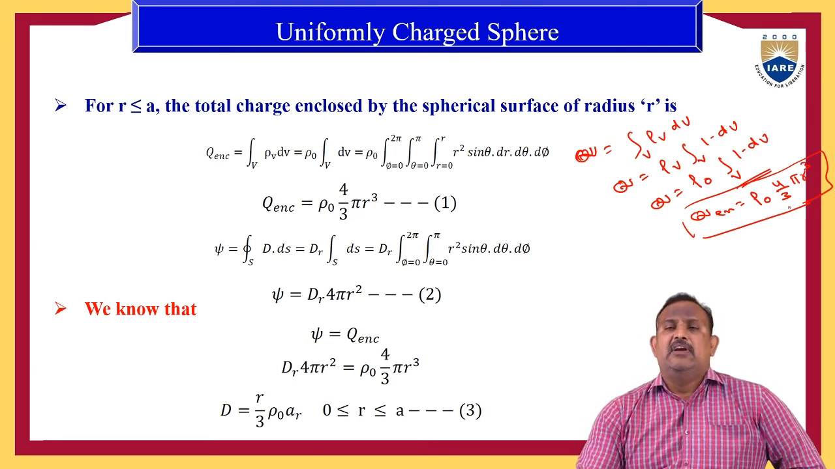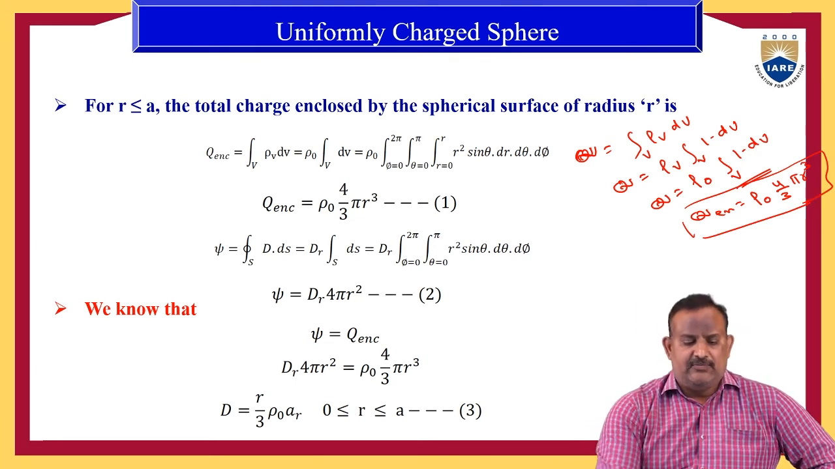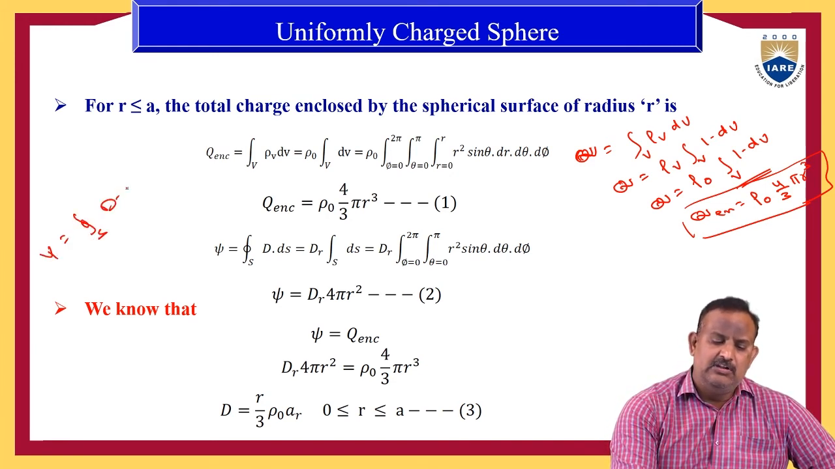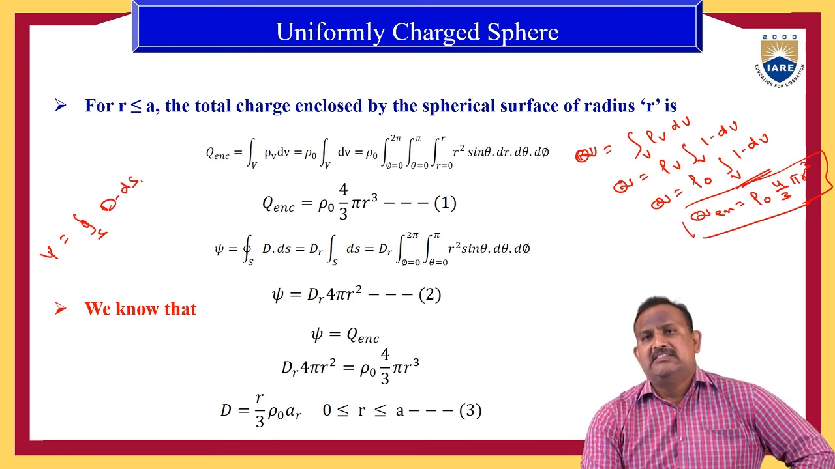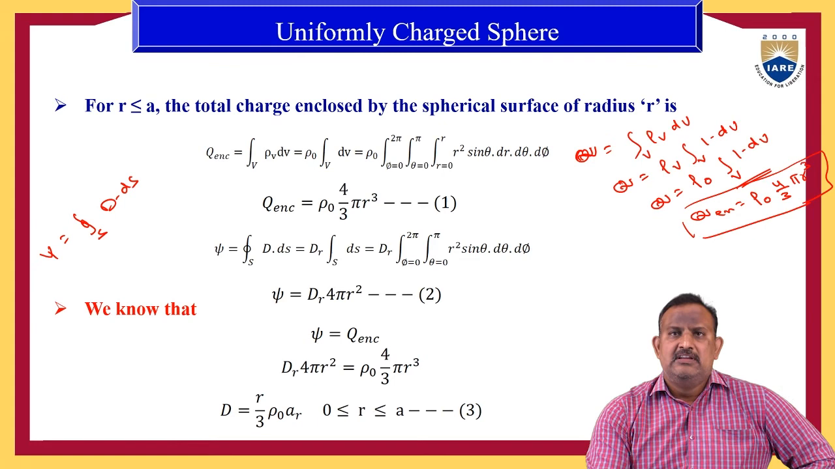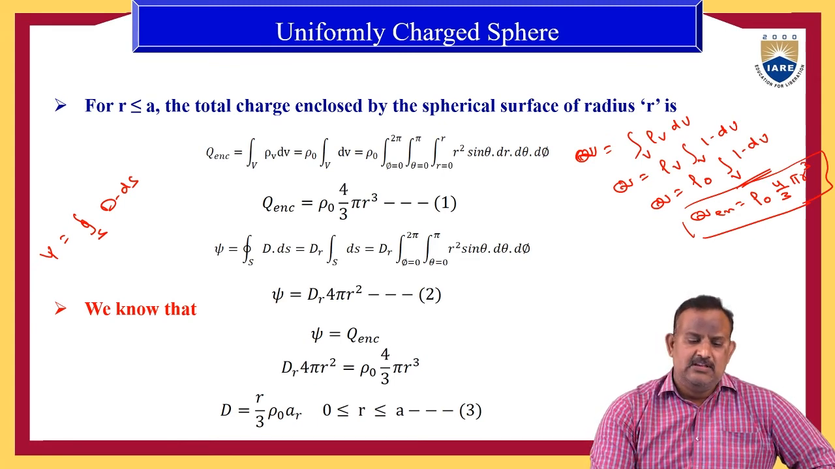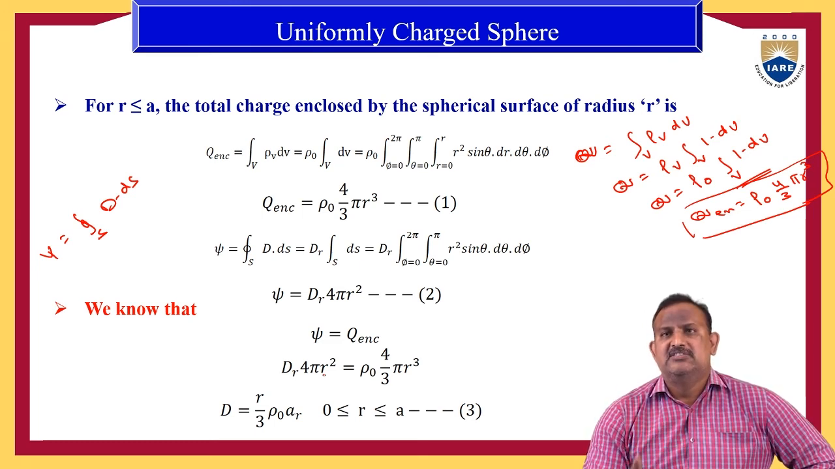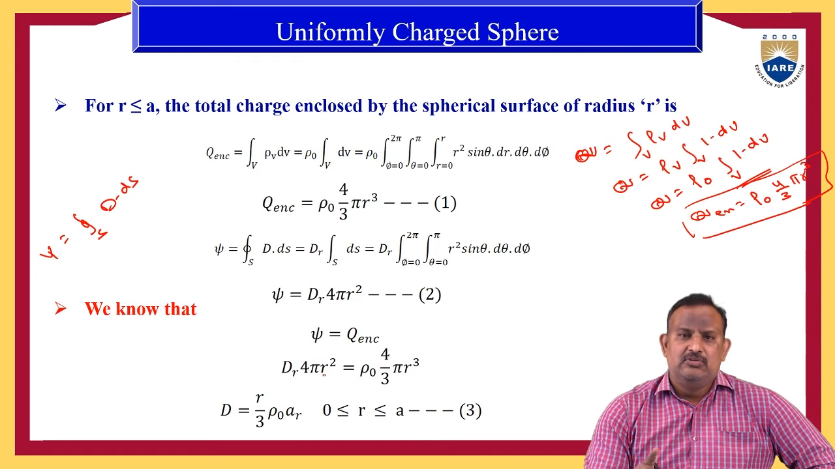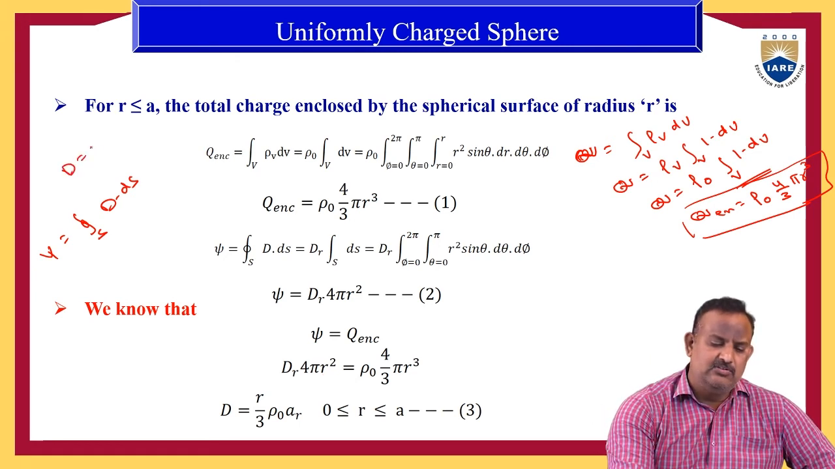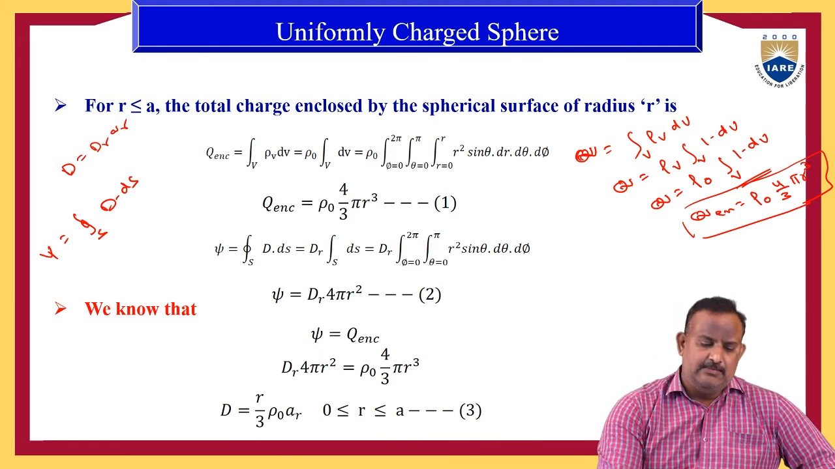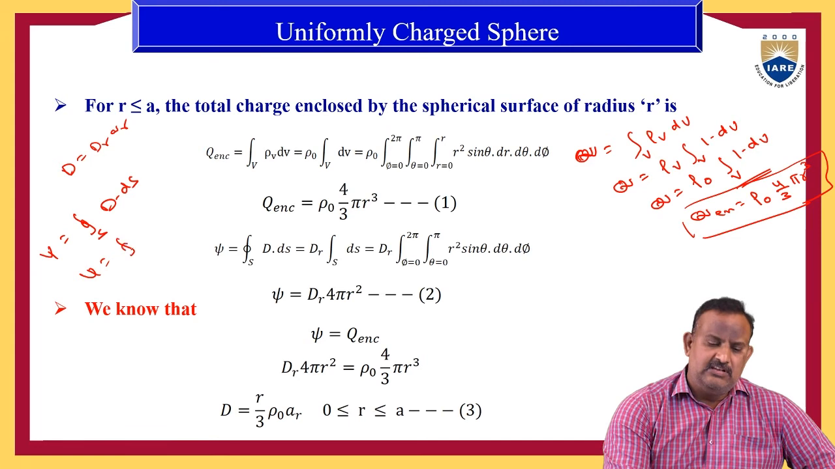Next, similarly, we will find out the flux through the surface. The flux psi is equal to the surface integral D into dS. We know the formula: the flux through any closed surface psi is equal to the surface integral D into dS. Because D is normal at any point on the sphere, we can assume D is equal to Dr into ar. Therefore, in place of D, we can write Dr here. Therefore, psi is equal to the surface integral Dr into dS.